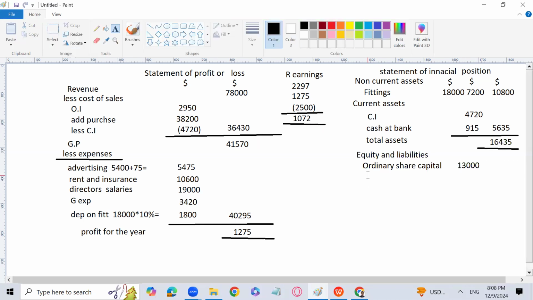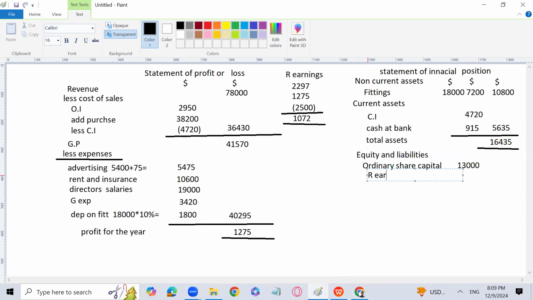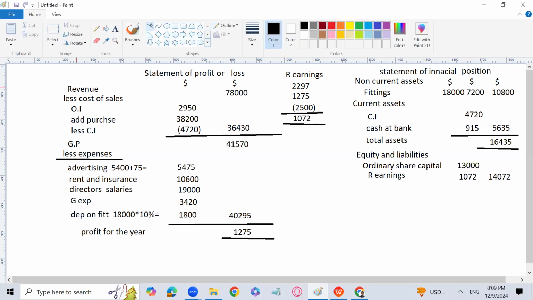Then the retained earnings, obviously retained earnings I will write at the end, which we have calculated already, that is 1072, and the total is going to be 14,072. That is going to be the total of the column of the equity section.